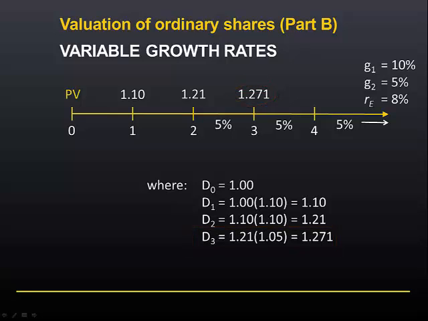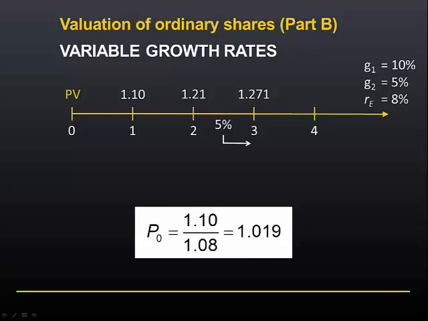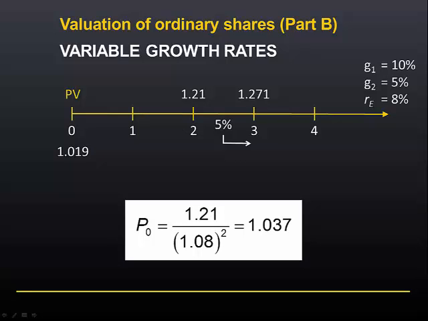We should realise by now that that's as far as we need to go. We need to calculate all dividends up to and including the first dividend that has begun to grow at a constant rate. The present value of the first dividend is 1.019. The present value of the second dividend is 1.037.